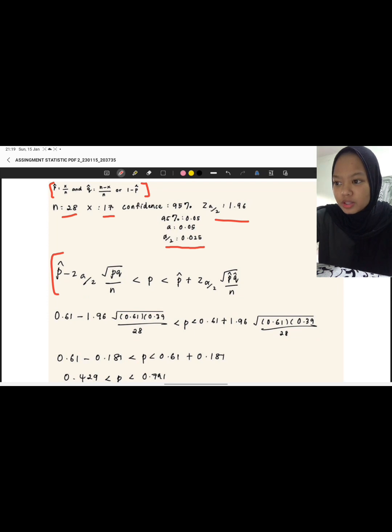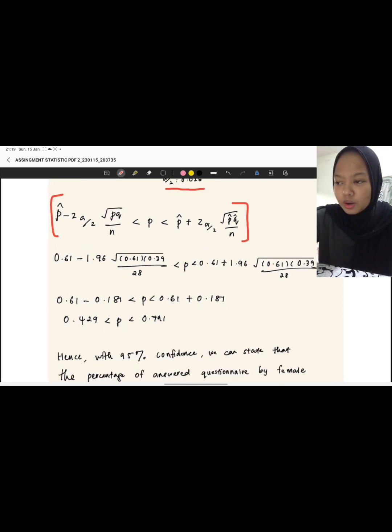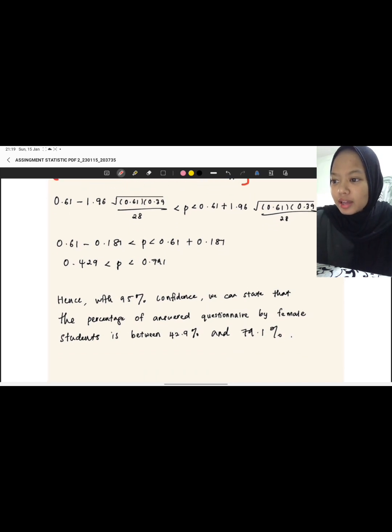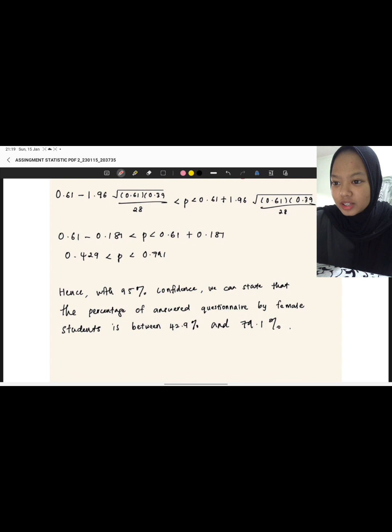We're going to substitute all the information given into this formula. After substituting, we can state with 95% confidence that the percentage of female students who answered the questionnaire is between 42.9% and 79.1%.